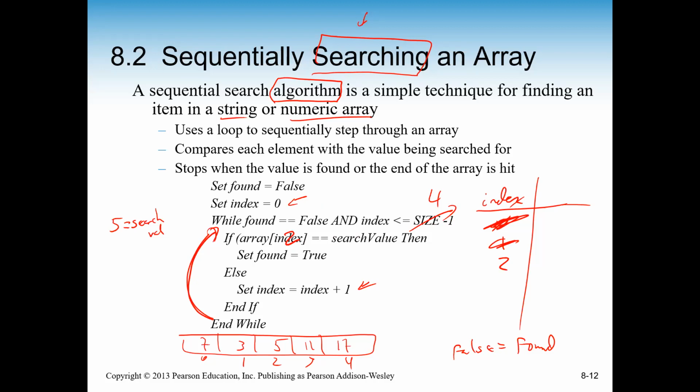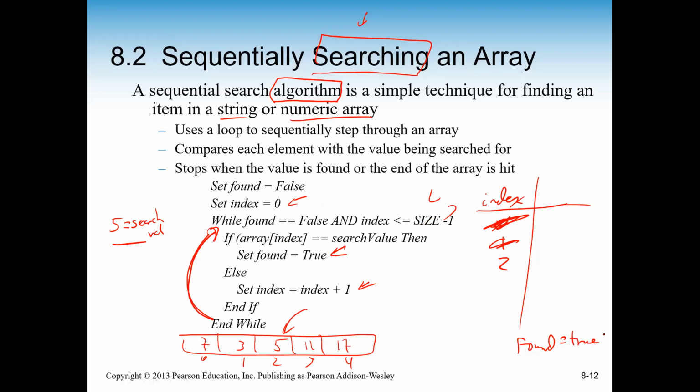Oh yeah, that'd be 5. It is, right? Because that's array 2, and search value is 5. So 5 equals 5. So done. At that point, that condition is true. So now you change found to true.